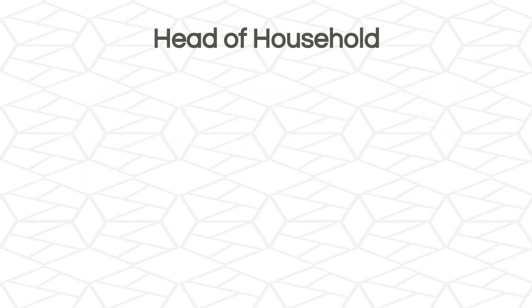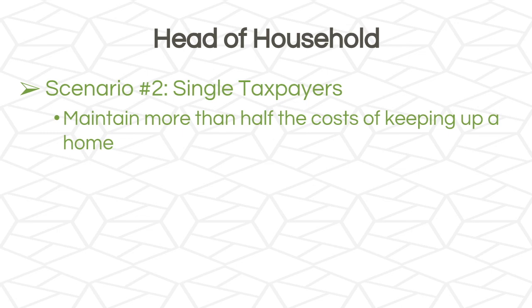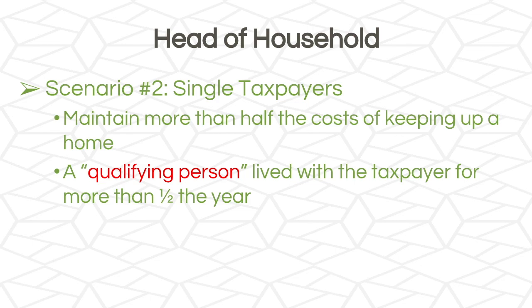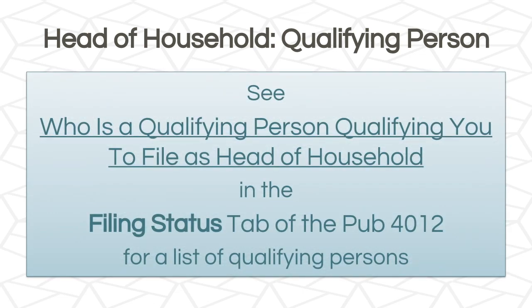Now, the second scenario for head of household is for single taxpayers. They have to maintain more than half the cost of keeping up a home, and then a qualifying person has to have lived with the taxpayer for more than half of the year. So let's talk about who is considered a qualifying person for head of household. The qualifying person for head of household will be determined on page B3 of the filing status tab of the Pub 4012.